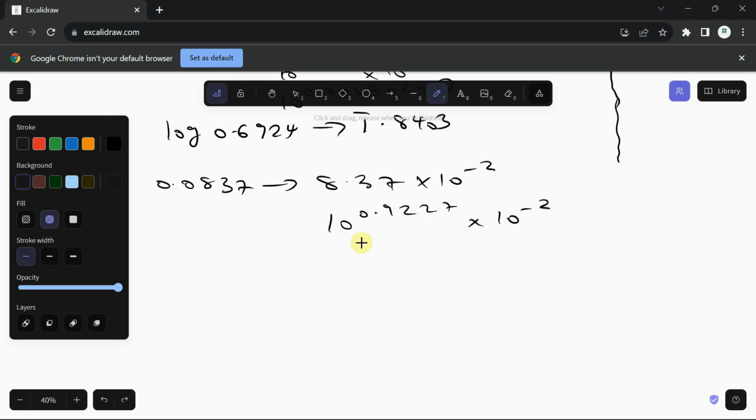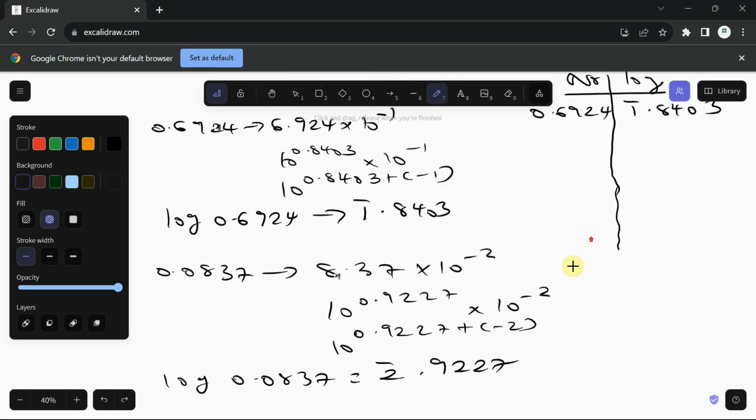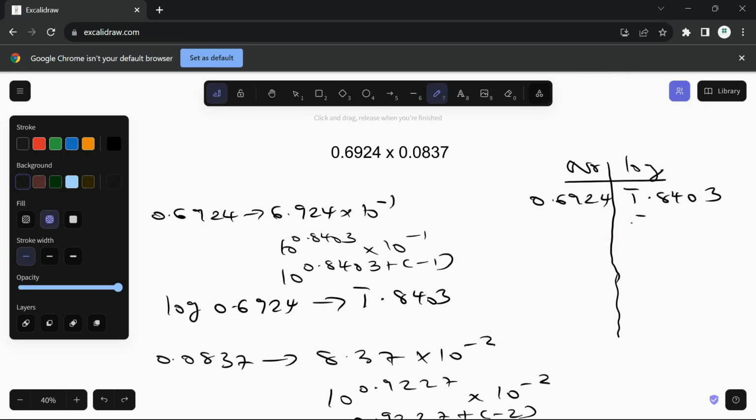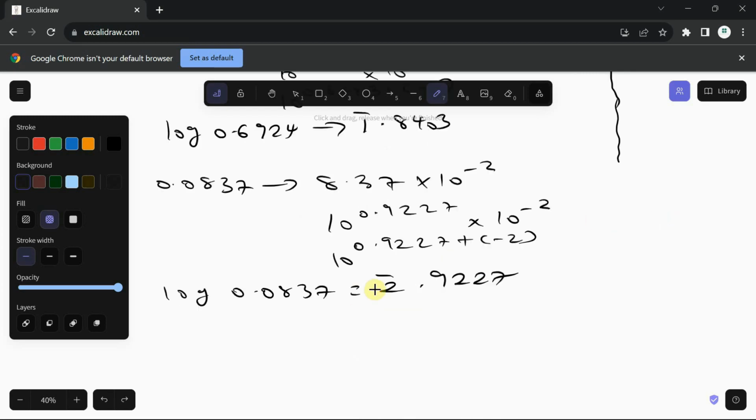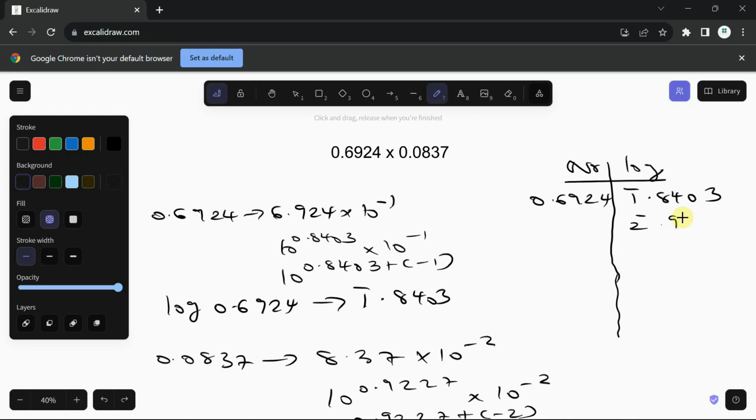Right? So next thing is to add the powers. So this 0.9227 plus minus 2. Right? So we already know that the log of 0.0837 is going to be bar 2.9227. So we're going to write it here. So there will be bar 2 plus 9227. Great. So this is for 0.0837. So because there's multiplication in between them, we're going to add both values.